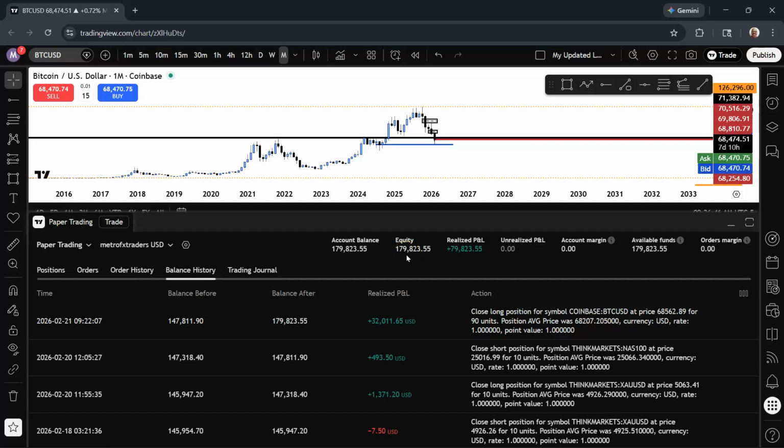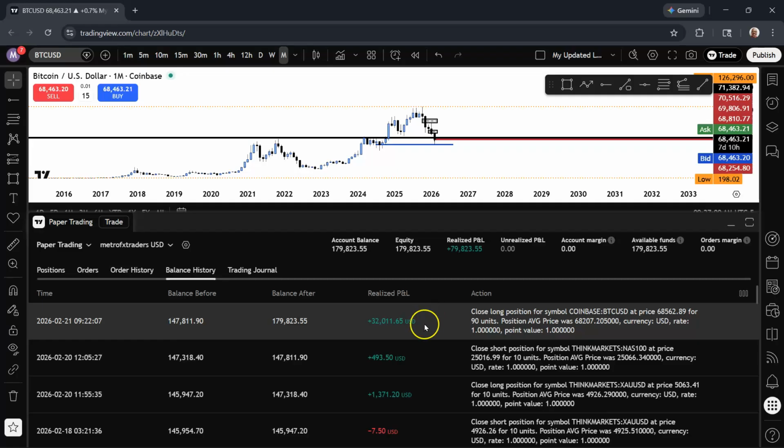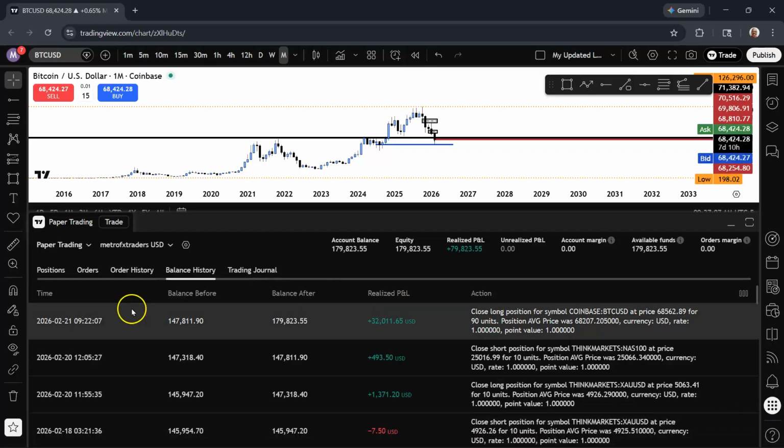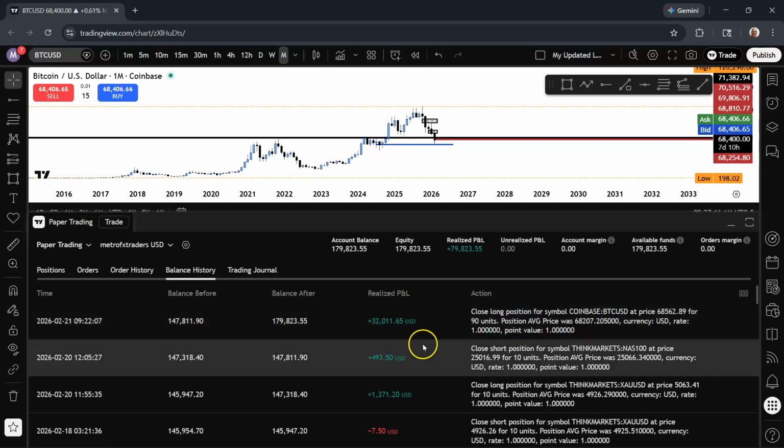And I opened the account. This is the most impressive thing about it: I opened up this paper account with just $100,000. It has now dwarfed to $179,823.55, and this is from one trade that I just took a couple of minutes ago. Right now it's 9:27, and I closed the trade out at 9:22. And it's crazy. So I'm going to share with you exactly how I marked up the chart.